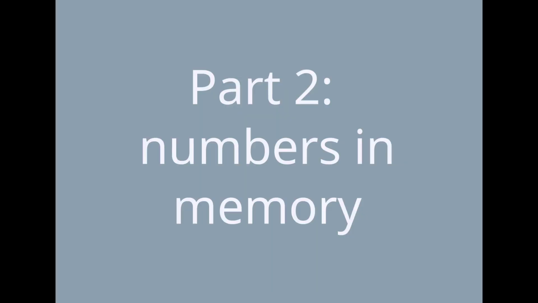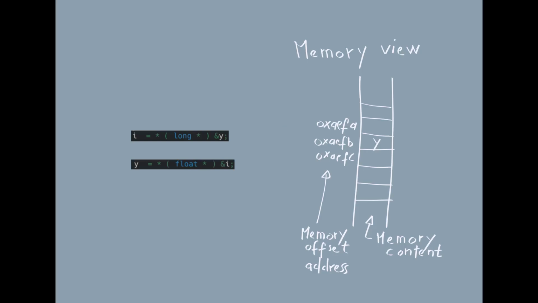Let's talk about how numbers are stored in the computer's memory. These two lines are the same but reversed. We can think of the memory as a sequence of boxes that contain something. Each box has a number. In the C language, the ampersand symbol indicates the address, and the star indicates the content at that address. The parentheses indicate a casting operation that changes the type of the variable. So here we cast the address of y into the address of a long integer.